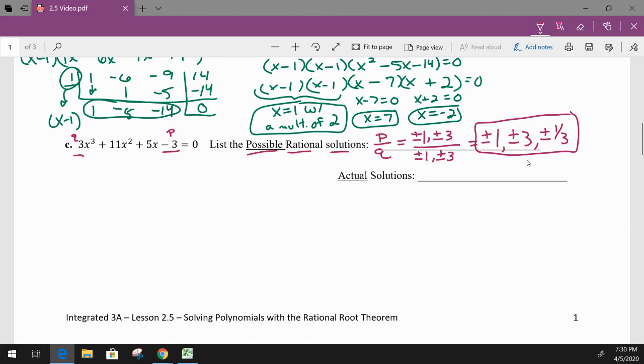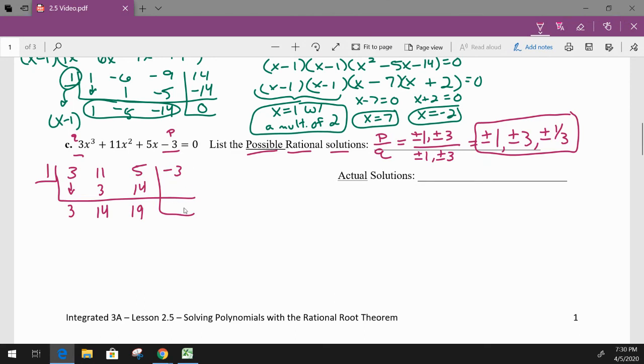Now let's find the actual ones. Again, I would probably start by substituting 1 into my synthetic division to see if 1 is a solution. Look to see if you're missing any terms. We are not. So I can write 3, 11, 5, negative 3, and see if I'm going to get a remainder of 0. Carry down my 3, multiply, I get 3, add, I get 14, multiply, I get 14, add, I get 19. Well, that is not going to give me a 0 here.